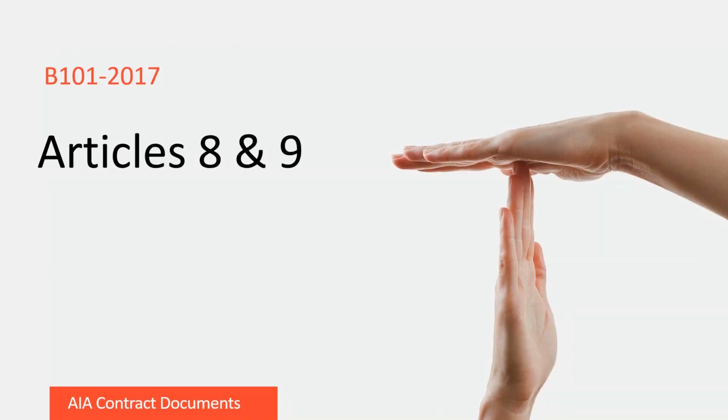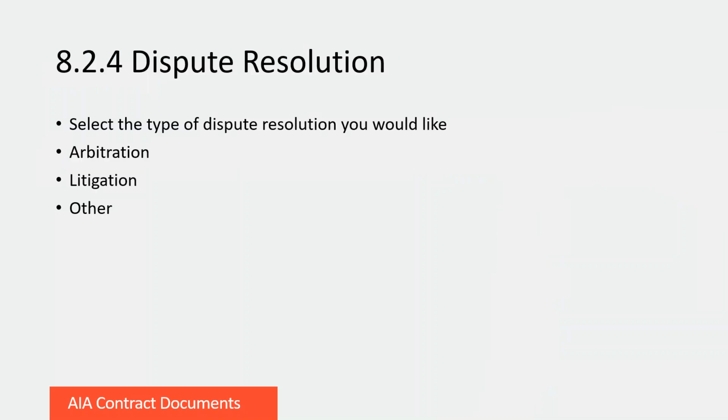All right, now we're going to move on to Articles 8 and 9, and these are for when things go wrong. They comprise dispute resolution and termination. These two sections are one of the reasons why I, as a small firm owner, switched from the B105, the short form, which I used to use, to the B101, because there's a lot more protection and it's much more clear about termination and dispute resolution.